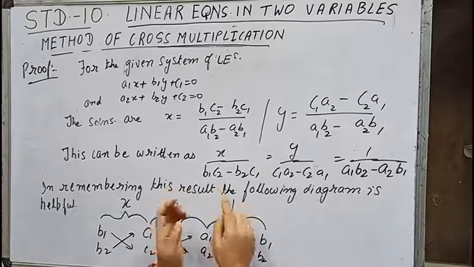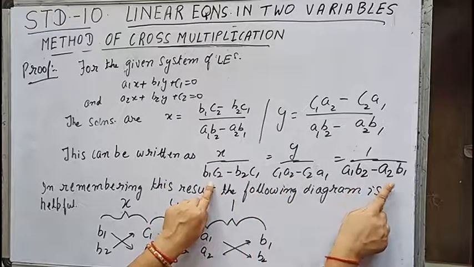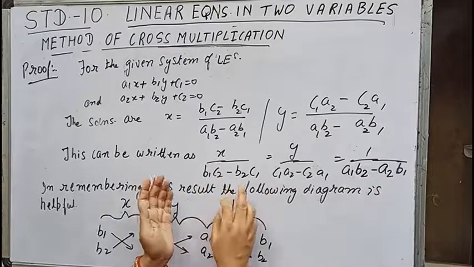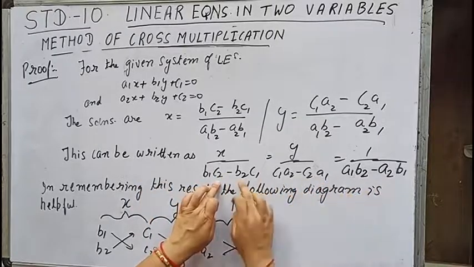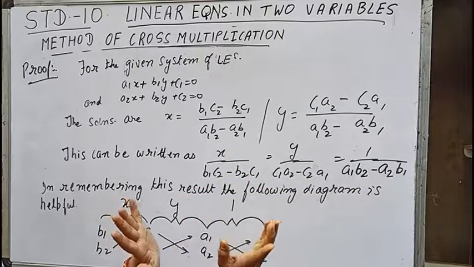To get the value of x, we will write over here x equals b1 c2 minus b2 c1 divided by a1 b2 minus of a2 b1. I explained in the last video, making equation number 1, 2 and 3. From 1 and 3 value of x, from 2 and 3 value of y. I think now you understand.